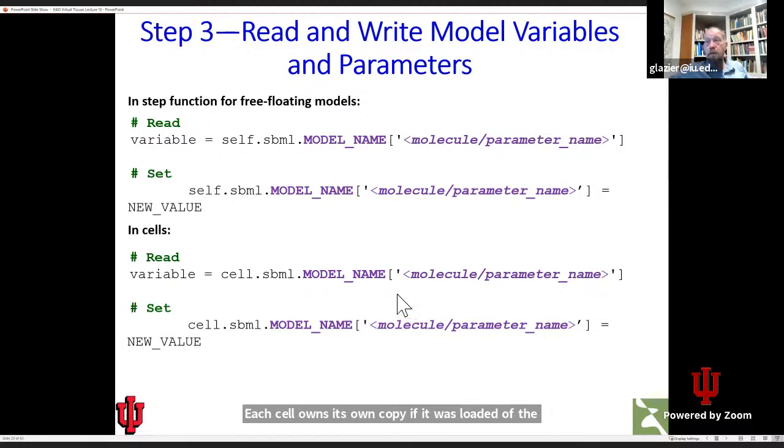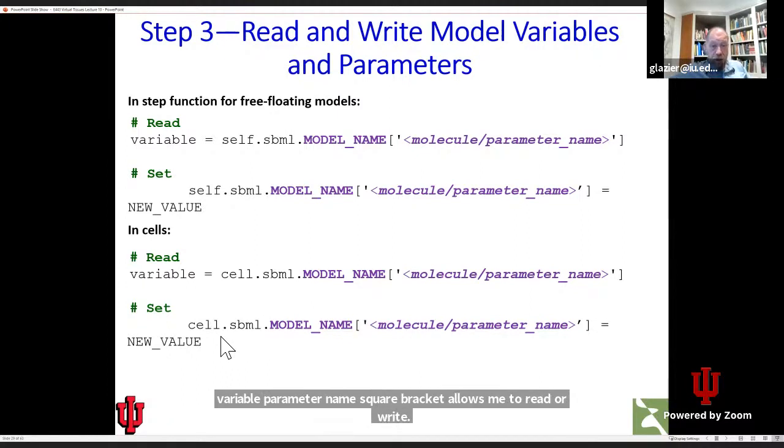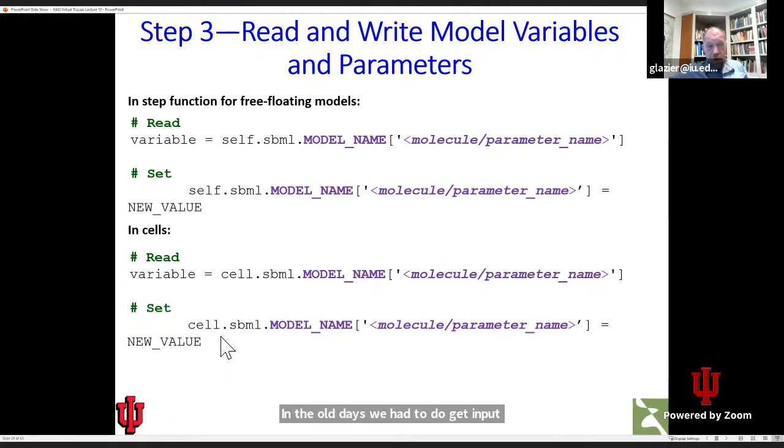Cell.sbml model name, square bracket, variable or parameter name, square bracket, allows me to read or write. In the old days, we had to do get and put, which you've had to do a little bit with chemical fields, for example, and with the chemotaxis parameters. Here, everything behaves just as a dictionary entry, so it makes it very simple.